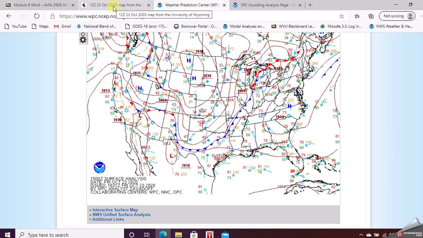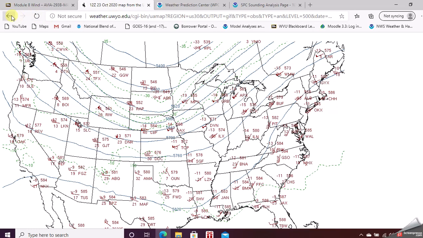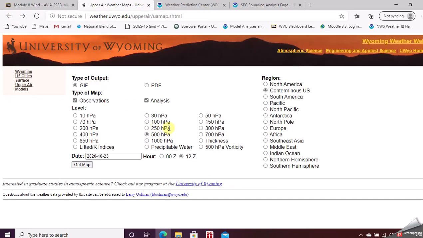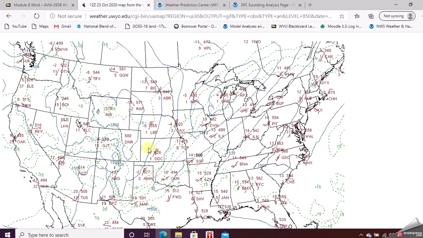If I went back and brought it down a level, so let's not look at 500, let's look at 850 millibars. Friction begins to play a little bit of a role when you get down to that level. So sometimes you wind up with a little bit more across-the-contours flow around the low here, out of the high here.